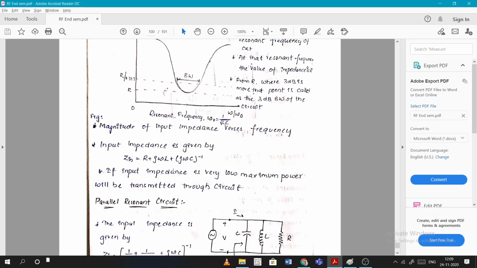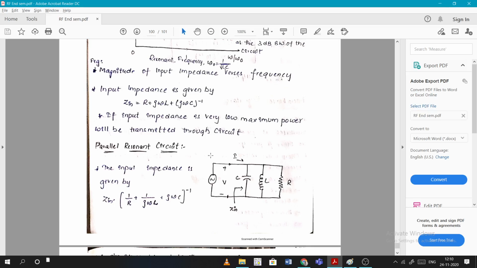Basically you should call it impedance. Okay, impedance of the resistor, impedance of the inductor, and impedance of the capacitor. So directly summing up, you get Zin. When the input impedance is very low, maximum power will be transmitted to the circuit. When the impedance Zin is low, then we are able to transmit maximum power.